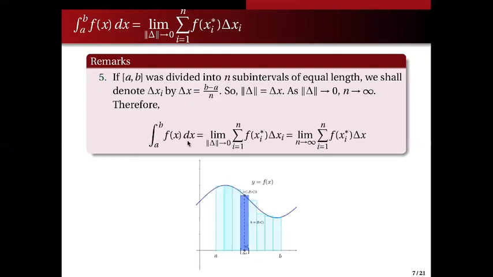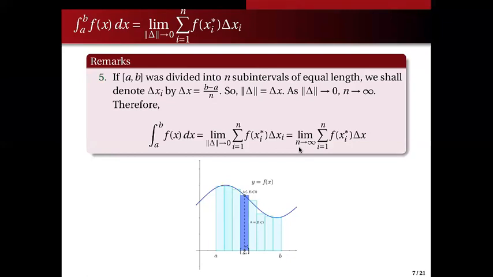And therefore, we have the actual definition from before. The integral from a to b of f of x dx is equal to the limit as the norm tends to 0 of the sum of f of xi star delta xi, i from 1 up to n. It will also be equal to the limit as n approaches infinity of the sum of f of xi star delta x.